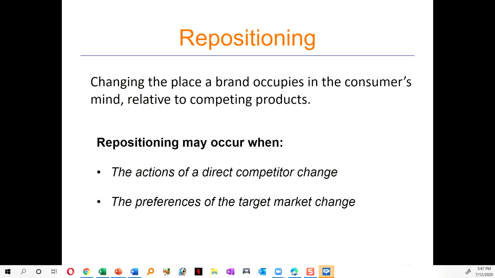So repositioning is defined as changing the place that a product occupies in the consumer's mind in relation to competitive products. So there are two primary reasons for repositioning or adapting a product. One is the marketing activities of a direct competitor may change, and two, the preferences of the target market may change. So marketers must continuously monitor these changes to reposition their product.